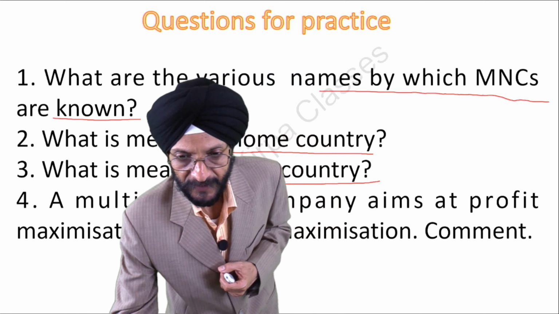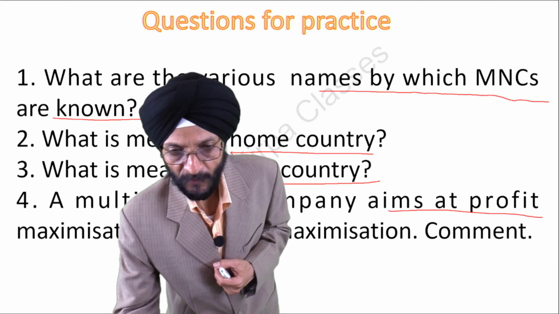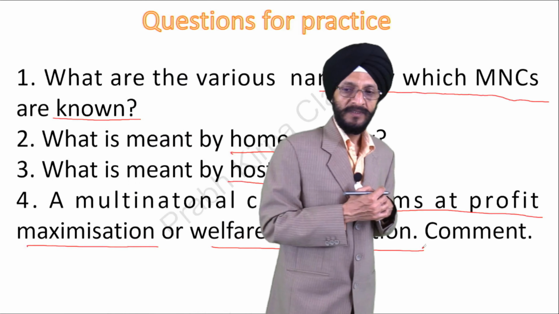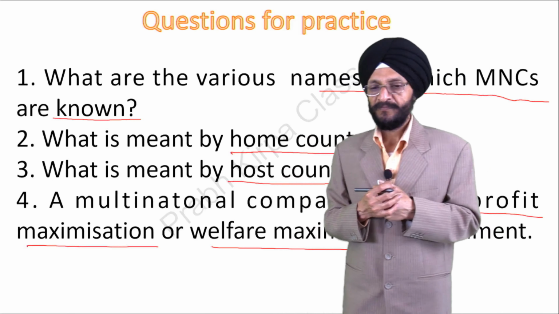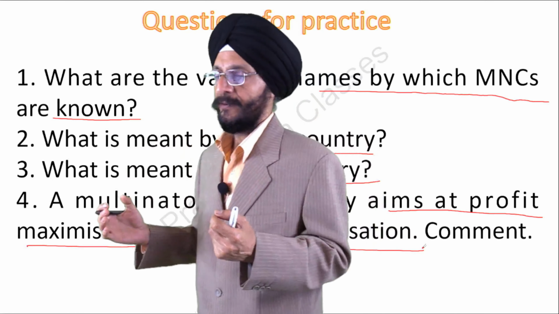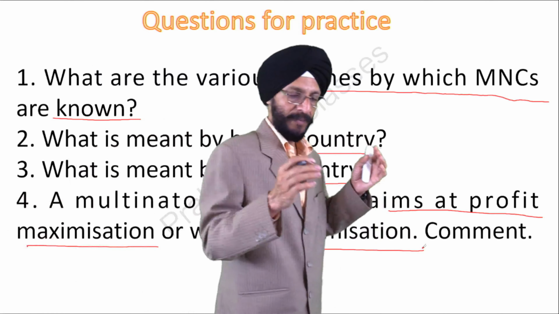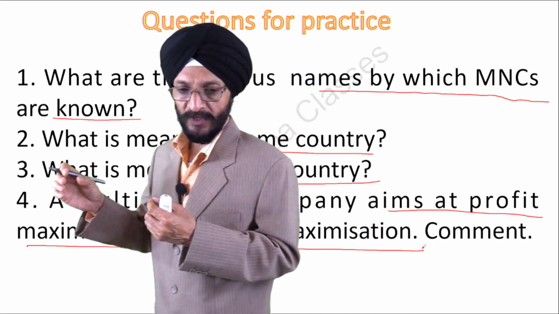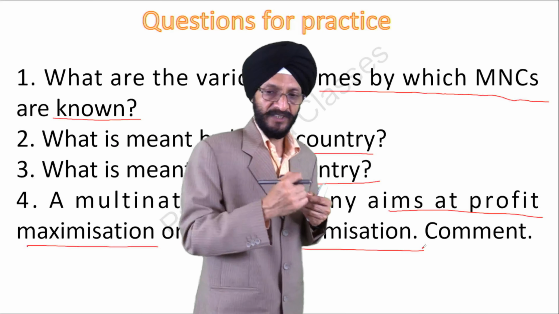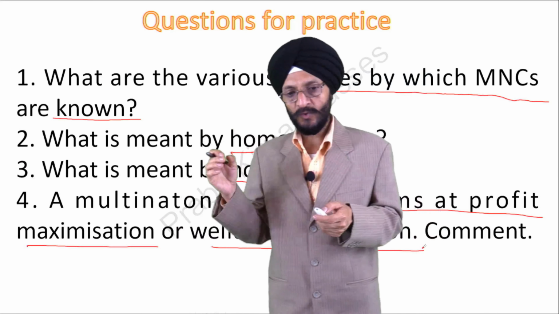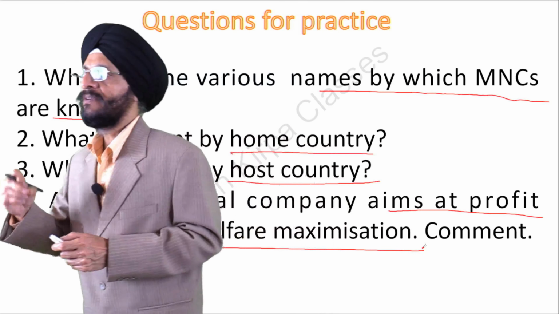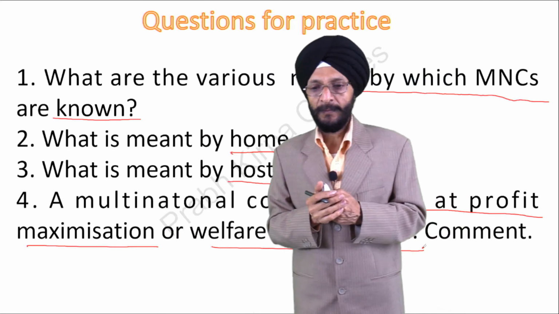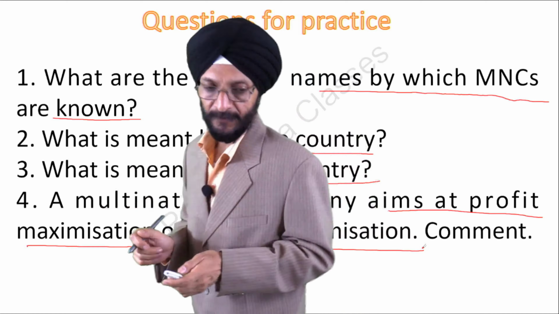A multinational company aims at profit maximization or welfare maximization. Comment. As already told, a multinational company has aim of market maximization and profit maximization, and the welfare maximization is not on the front list, though MNCs also do take steps for the welfare of the public in host as well as in home country, but their main aim is profit and market.